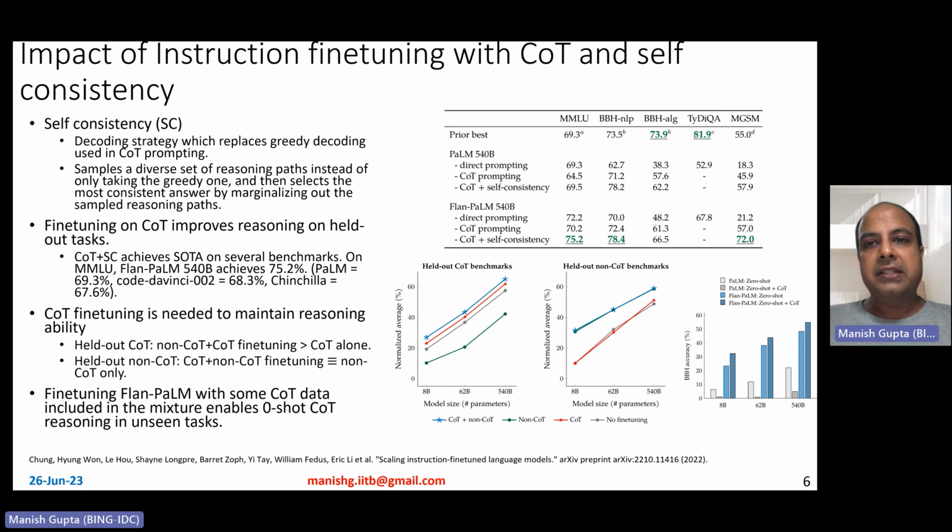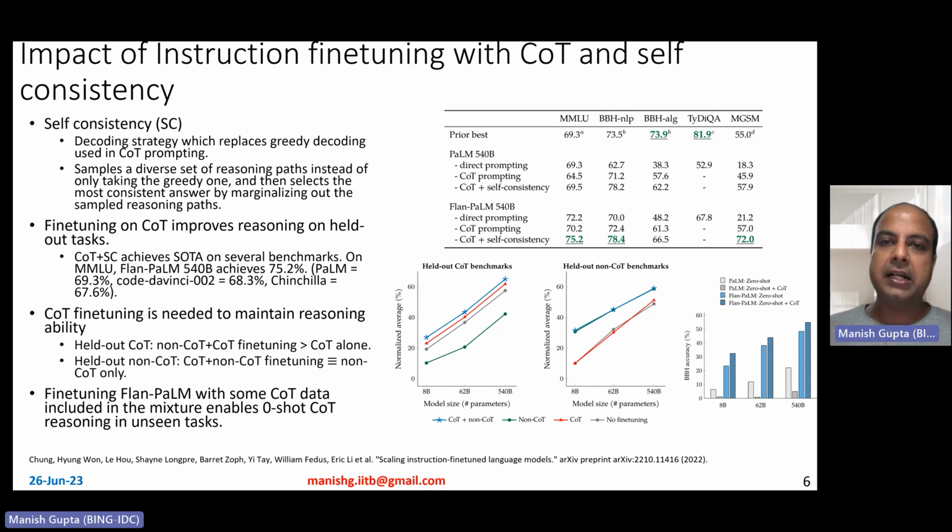Now, self-consistency is an improvement over chain of thought prompting, where the decoding strategy replaces the greedy decoding in chain of thought prompting by a more thought-through decoding strategy. In the self-consistency strategy, the idea is to sample a diverse set of reasoning paths instead of only taking the greedy one. Then the idea is to come up with the most consistent answer by marginalizing out the sampled reasoning paths. So the idea is as follows.